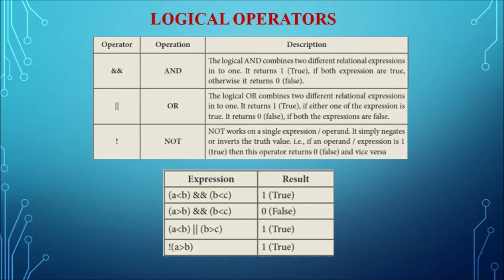And the last one is not. We already saw not in logic, that is the inverter operator. Inverter means it works as the opposite. If the condition is true, it returns false. If the condition is false, it returns true. Here it uses only a single operand, a single relational expression. If the expression is true, it returns false. If the expression is false, it returns true. So this is how the logical operator works.